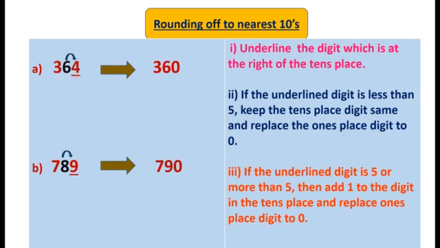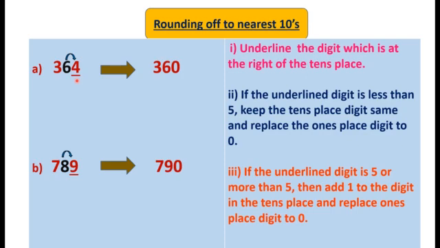So here are 3 steps which we can follow for rounding off the number. Our first rule says underline the digit which is at the right of the tens place. What is the digit at the right of the tens place? That is 4, which we have underlined. Now, if the underlined digit is less than 5, keep the tens place digit same. In the first question it is 4, which is less than 5.